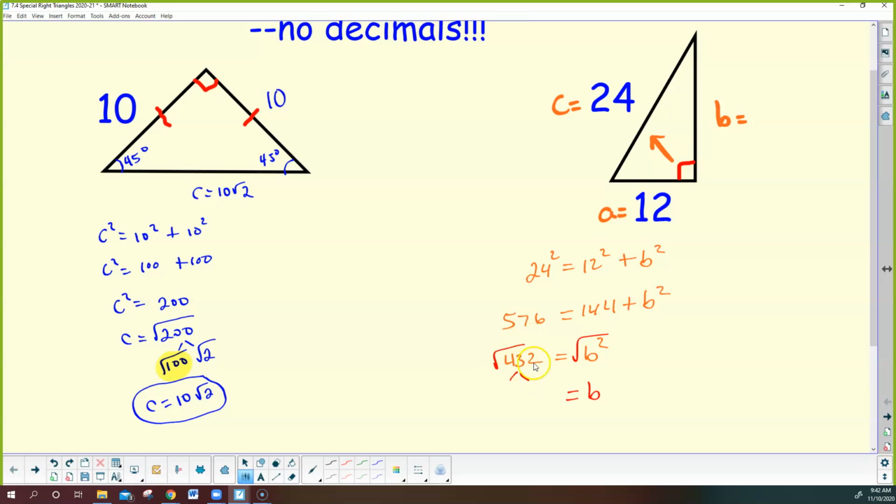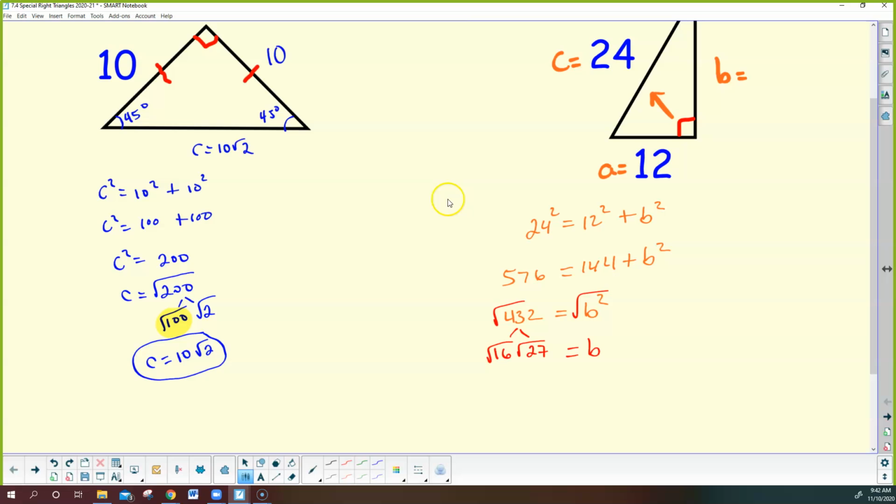And then I have to find the largest perfect square that goes into this. Now, you could sit and try to play the divide by 2 game and keep going. Here's what I did. I tried 16 right away. And I'm not saying this is the best way. This is actually a longer way. I just want to show you that you don't always have to pick the largest perfect square. So if I pick 16, 16 times 27 gives me 432. And I know what the square root of 16 is. All right, the square root of 16 is 4.